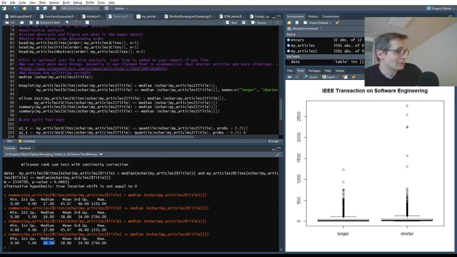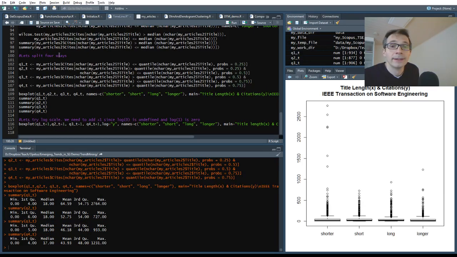We would need to collect more data from more journals to make this analysis more robust. To have a more accurate analysis, we can do a four-way split. So we split in the middle, but we also split at 25% and at 75%. This way we get four groups: the ones that are shortest, then the ones that are short, ones that are long, and then the ones that are longest.